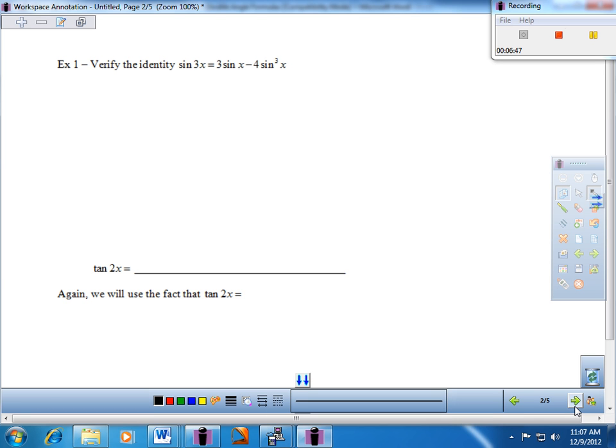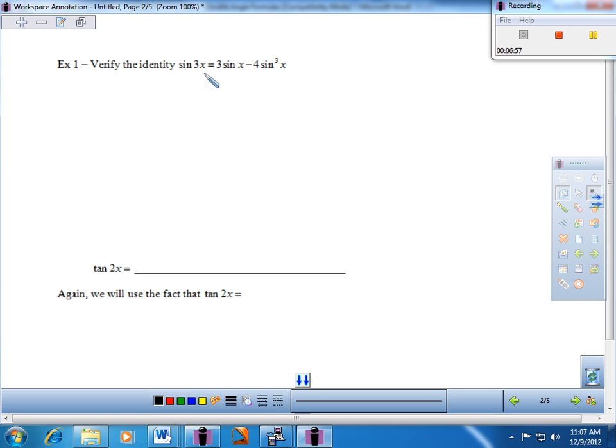Ooh, great one right here. I forgot about this one. So example 1, verify the identity. Now I know I never talked about a triple angle, and that would be this case right here, but you'll see it'll overlap nicely to what we do.